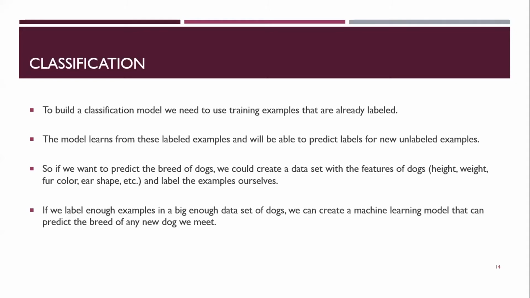Okay, so as I've explained earlier on, classification models are used to train examples that are already labeled. An example is if you want to predict the breed of dogs, we could create data sets with the features of dogs, using their height, their weight, their fur color, ear shape, and then label the examples ourselves. So if we label enough examples for the classification model, we can create a machine learning model that can predict the breed of a new dog that we meet.